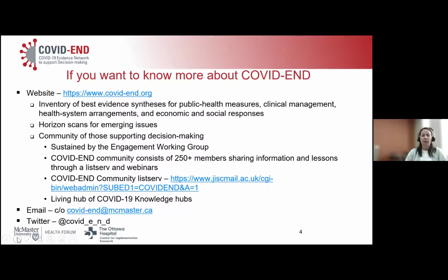And then there's a variety of ways to learn more about COVID End. Of course, you can visit the website, where there is a tremendous amount of information that is categorized for decision makers and researchers. So different types of resources that are there. There's an inventory of best evidence syntheses for the 4 key areas of public health measures, clinical management, health systems arrangements, and the economic and social responses.